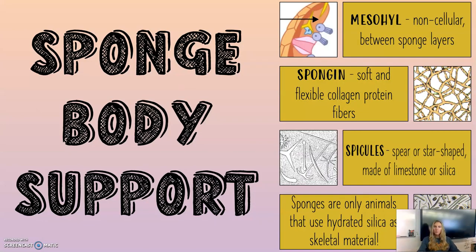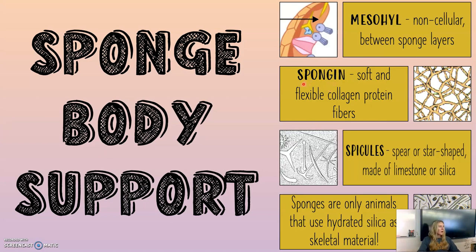There are three different structures that you need to know about for how sponges support their bodies. The first one is the mesohyl. This is non-cellular, and it's between the inner and outer tissue layers. The mesohyl is that inner material, and it makes up the main body of a sponge, and it's a gel-like mixture.